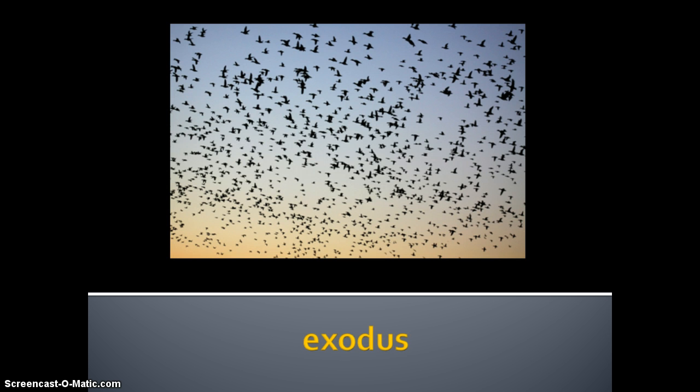Next word is exodus, and you can have an exodus of people, or in this case, in this picture, an exodus of birds or animals. An exodus is a noun, and its first syllable is accented. It is a large-scale departure or flight. Okay, so migration would be an example of this. Synonym is an escape. Antonym is immigration, to come in.